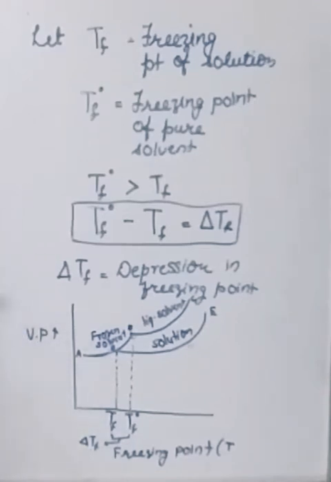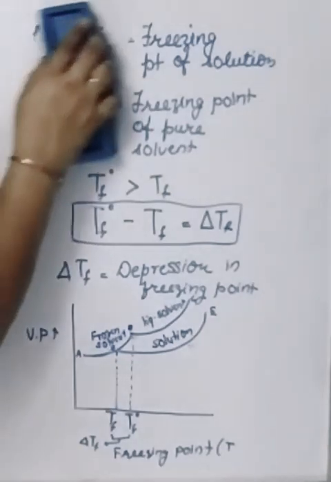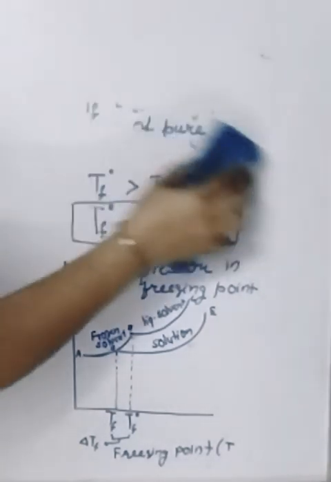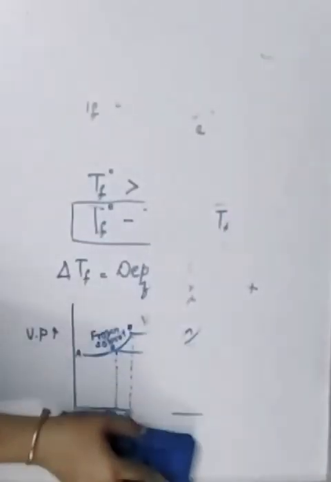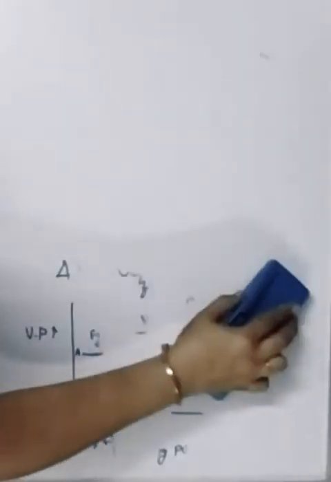So what is depression in freezing point? On adding non-volatile solute, we will find there is a decrease in the vapor pressure. This results in decrease in the freezing point of the solution. Hence, this is known as depression in freezing point. It occurs due to lowering in vapor pressure on addition of non-volatile solute. Now we will see how it is a colligative property.